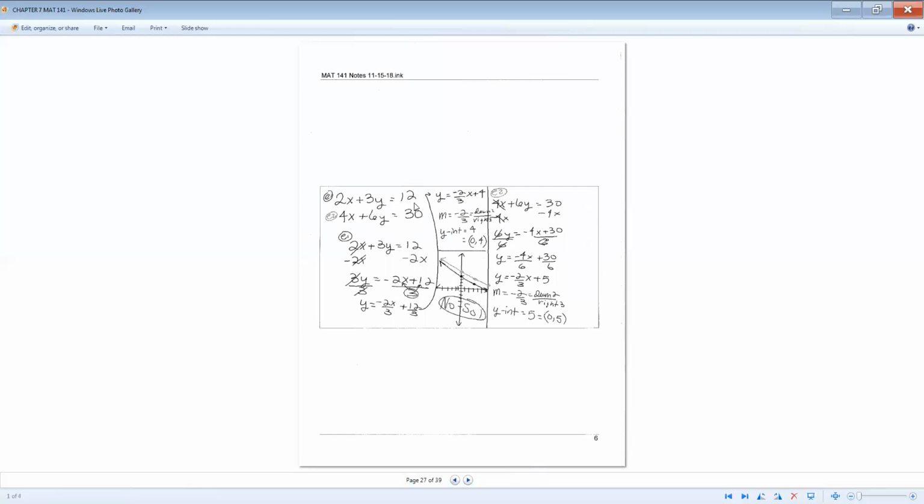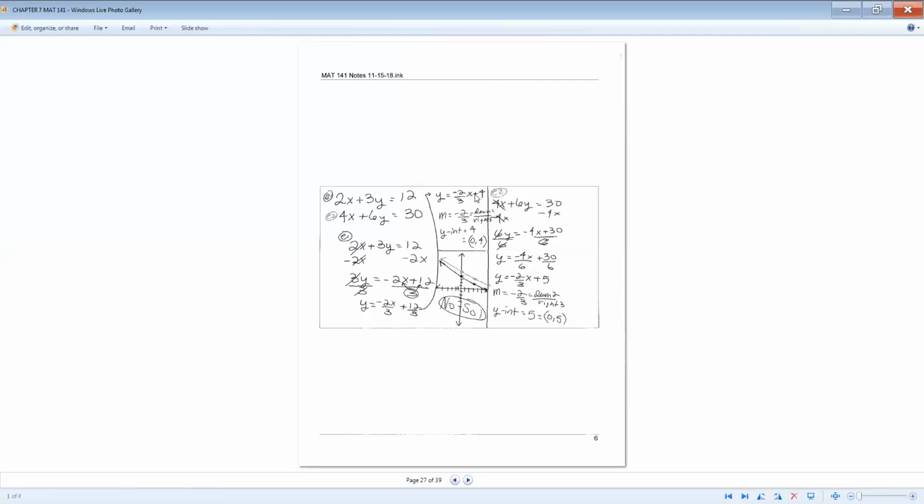Here I have 2x plus 3y equal to 12, 4x plus 6y equal to 30. Once again, I solve my equation for y. Subtract 2x from both sides, then divide by 3. When I simplify, taking the 3 into each term, that's -2/3 x plus 4, because the 3 has to go into both terms.